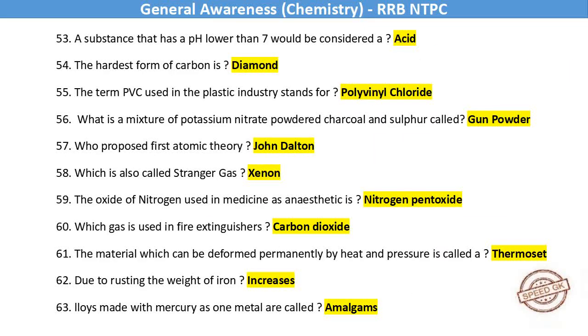A substance that has a pH lower than 7 would be considered an acid. The hardest form of carbon is diamond. The term PVC used in the plastic industry stands for polyvinyl chloride. What is a mixture of potassium nitrate, powdered charcoal and sulfur called?